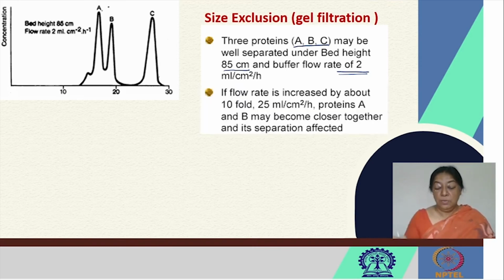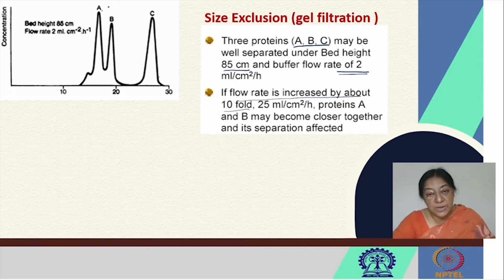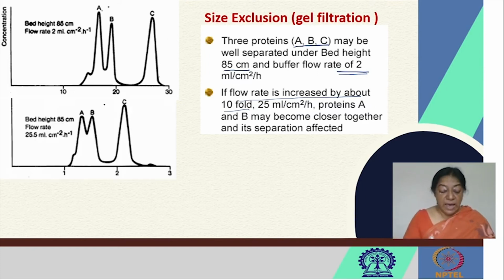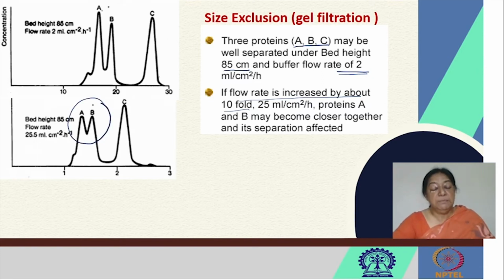If we now change the flow rate about tenfold, to 2 milliliters per centimeter squared per hour, what may happen is we do not have a good resolution for the two proteins A and B, as we see here, which were distinctly separated at this particular flow rate.